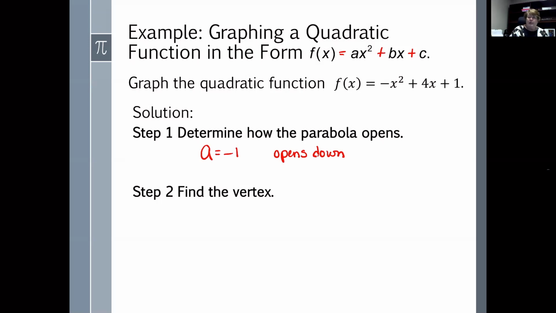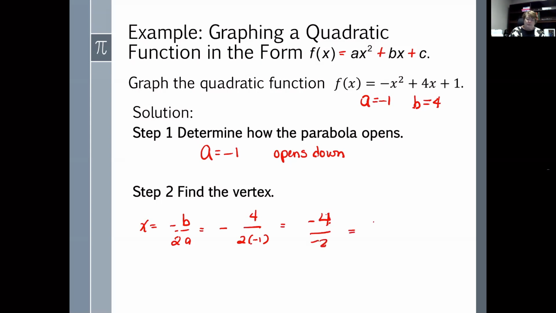So I need to know what a and b are. So a is -1. We've already established that. And b is the coefficient on my x term. So b is 4. So to find the x coordinate of my vertex, it's minus b over 2a. So I have minus 4 over 2 times minus 1. So I have minus 4 over minus 2. Minus gives me plus. So the x coordinate of my vertex is the number 2.